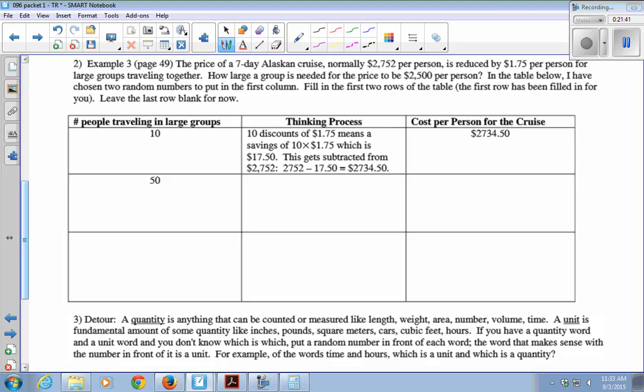So I've got this table, and I've chosen two random numbers, 10 and 50. What if you had a group of 10 people? What would the price per person be? What if you had a group of 50 people? What would the price per person be?